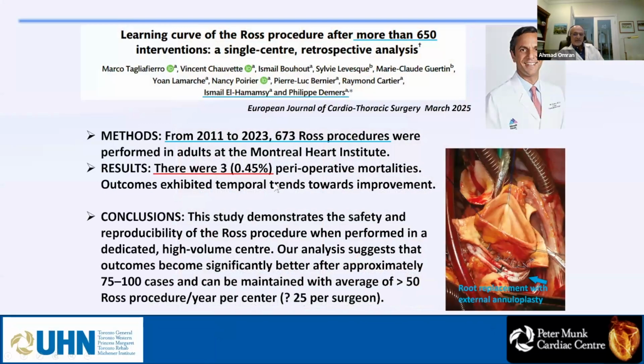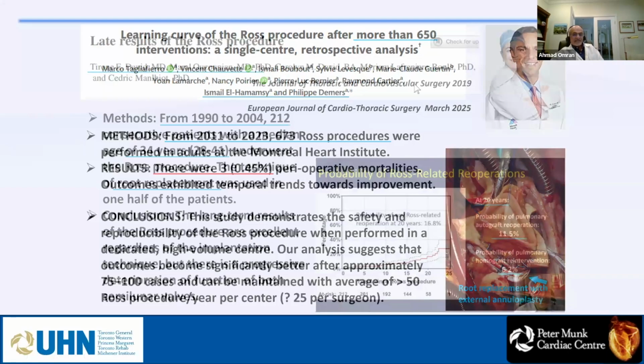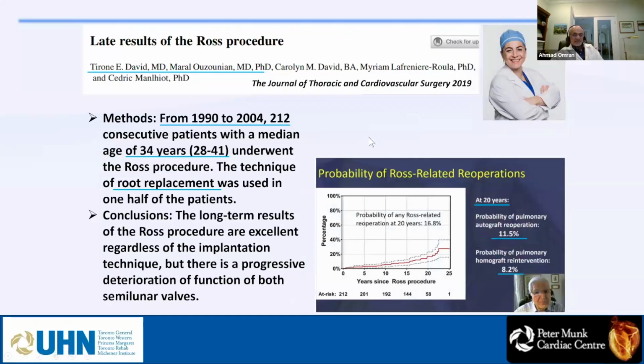This is Dr. Ismail Al-Hamamsi from Mount Sinai. He was in Montreal, and he is the main person now for ROS operation in the world. He does more than anybody else, and that is his result from Montreal: 673 patients, and he had the perioperative mortality in that time. But now I met him a couple of months ago in Montreal, and he said the last 150 that he did last year, 0 mortality. This is our previous result, but as I said, the new result is coming.